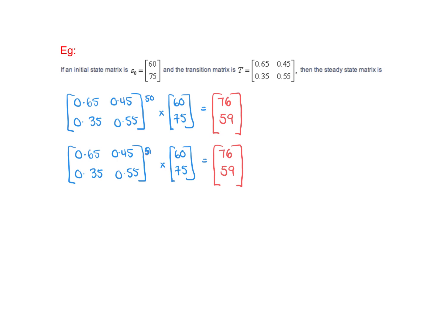Okay, it says the initial state matrix S0 and the transition matrix, then the steady state matrix is. So here, you can see I just put the transition to a high power, times it by the state, and I got it. Now, because I want to prove that it is a steady state, I did it to 51 and made sure I got the same answer. So that one's pretty easy.